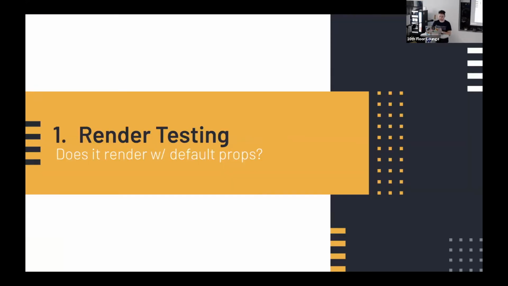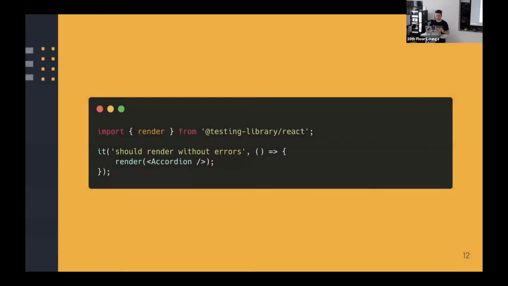So here's the first example. Does it render with the default props? This is basically that first example unit test that you get if you run Create React App. So here, this is literally from a production component library that's running on multiple websites. And this was the first unit test I wrote for the accordion. Does it render without errors? It uses all the default props, and it does pass, but you know, I have a test runner, and I also build that into my CI/CD pipeline.